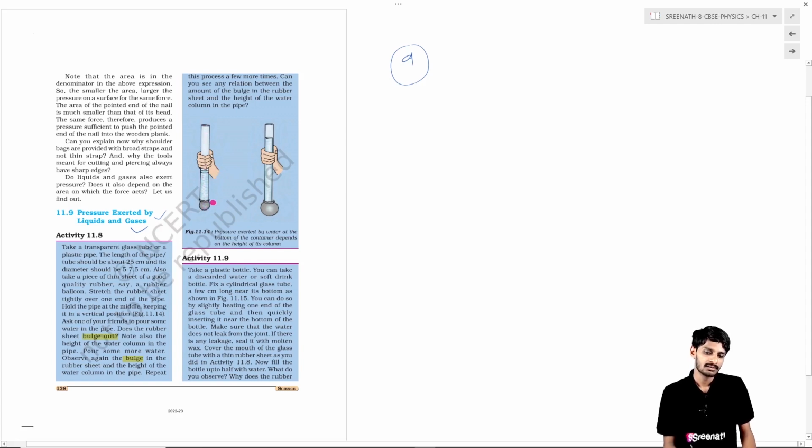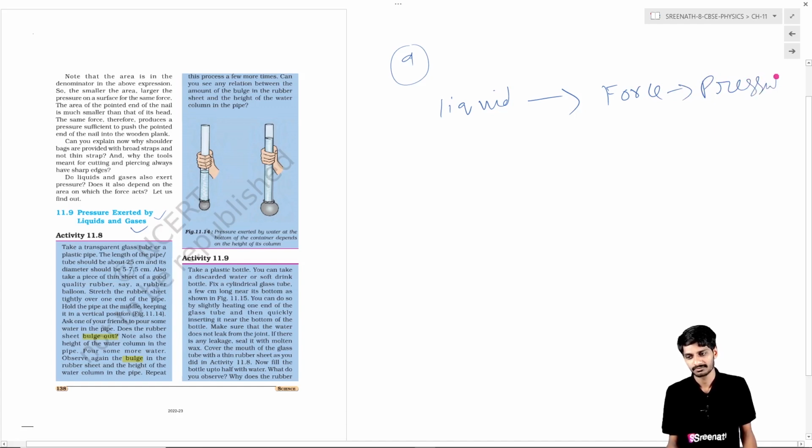At this height, it bulges out some amount. If the water is increased, the bulge is increased. There is a large bulge at the end. What does it mean? Basically, it is the liquid which is pushing it, which is the reason for the bulge. As the liquid is increased, the bulge is increased, which means the liquid is exerting force, the liquid is exerting pressure.